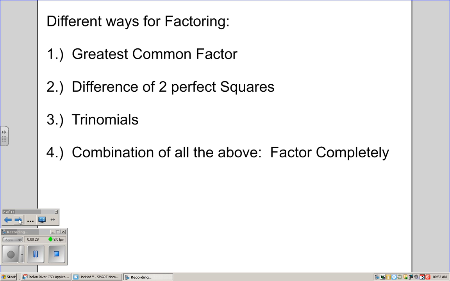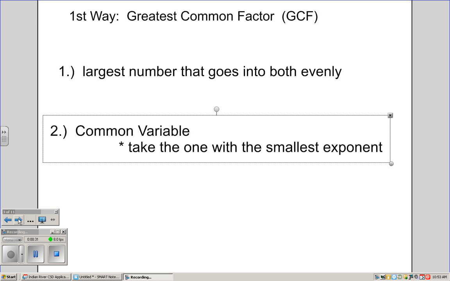So the first one we're going to look at is greatest common factor, which is also known as GCF. Two things that we're going to look for when we're factoring by our GCF: 1, you're going to look for the largest number that goes into the numbers evenly. And number 2, you're going to look for a common variable that they have. If they have a common variable, then you're going to take the one with the smallest exponent.